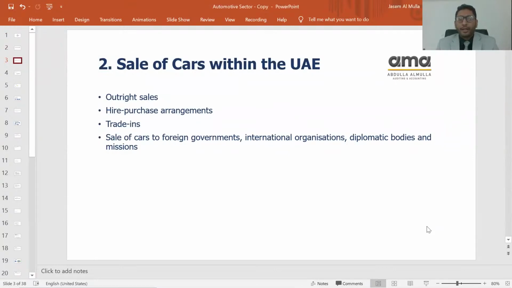The transactions can be categorized into different categories. Number one is the outright sale. The second one is the hire purchase agreement. The third one is the trade-in. And the last one is the sale of cars to foreign governments, international organizations, diplomatic bodies, and missions.